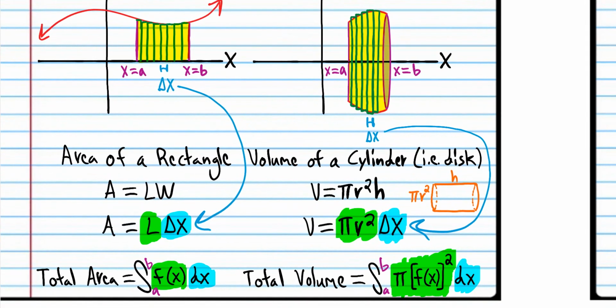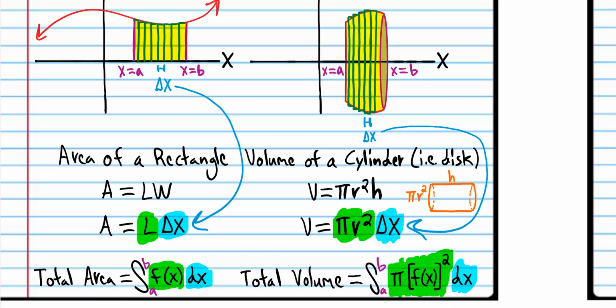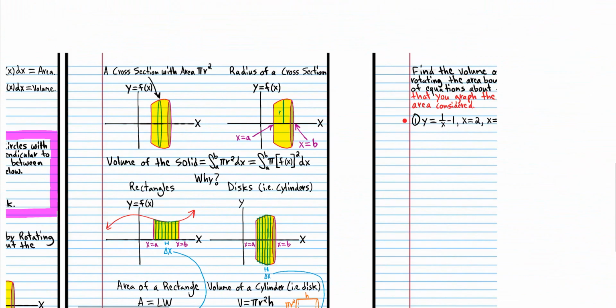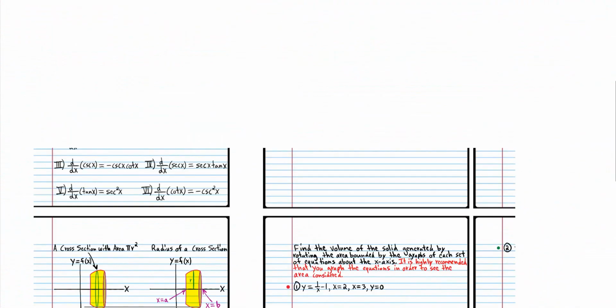So you can look this over if you want, but that's the concepts that mathematicians use to try to explain why the definite integral of the cross-sectional area of solids of revolution give us the volume of the solid. So let's do a practice problem.